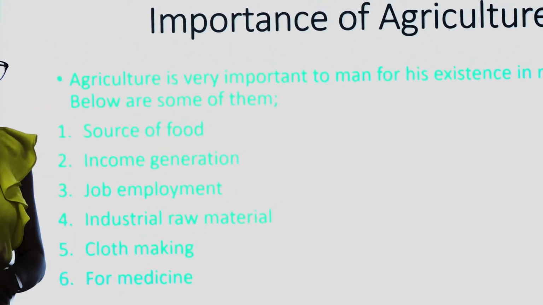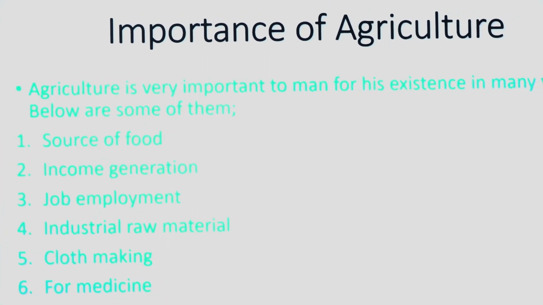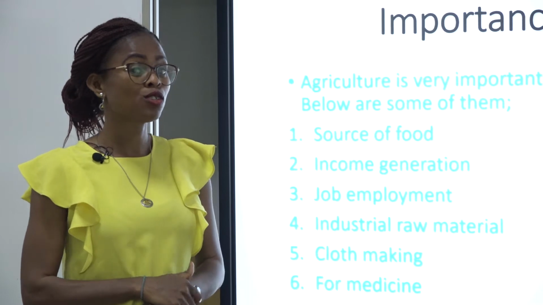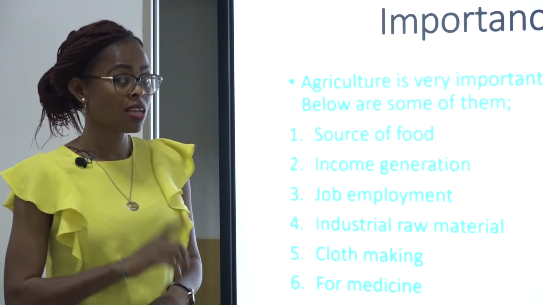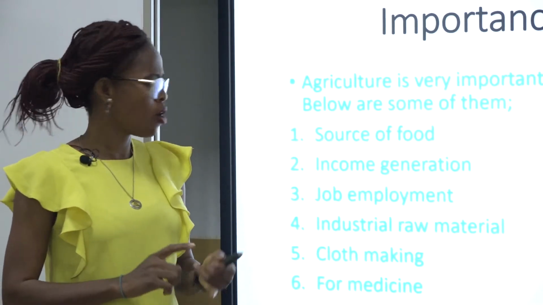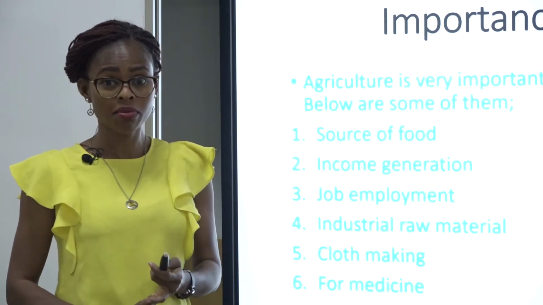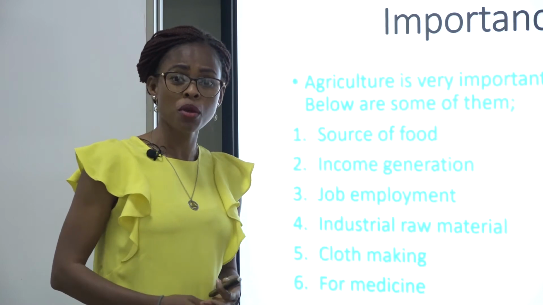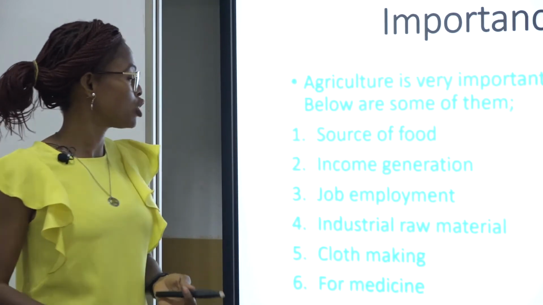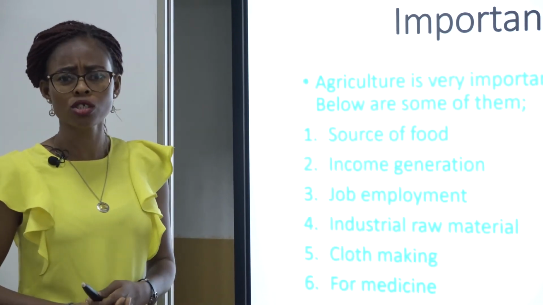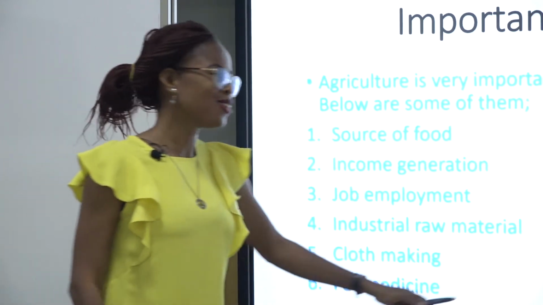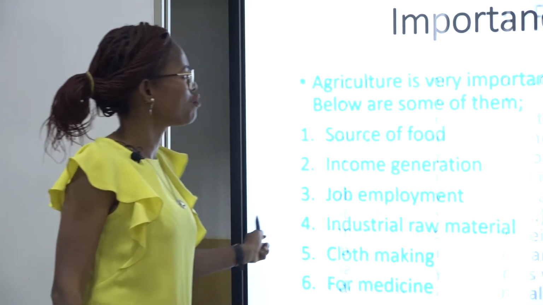One of them, popularly known, is what? Food. Agriculture is a major source of food to humans and even animals. That is one of the importance of agriculture. Also, it provides income, a form of generating income. It's also a form of generating job employment. It's also a form of industrial raw material, and also clothes making and even medicine. But let's see how it does all this. How does it provide food for mankind?